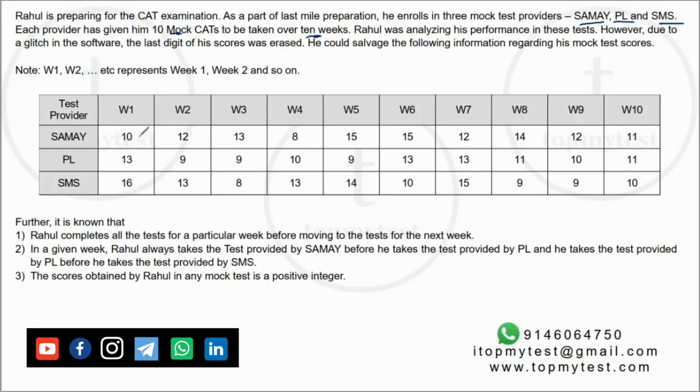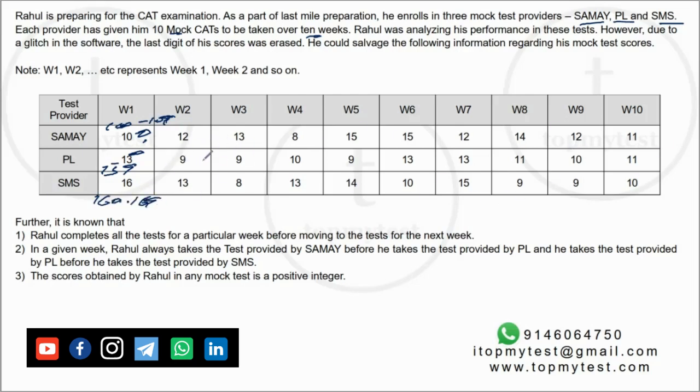So this score could be 100, it could be 101, it could be 102, it can be anywhere from 100 to 109. That can be his score. Similarly, in PL, he could score from 130 to 139. In SMS, he can score from 160 to 169, and same with all the others as well.